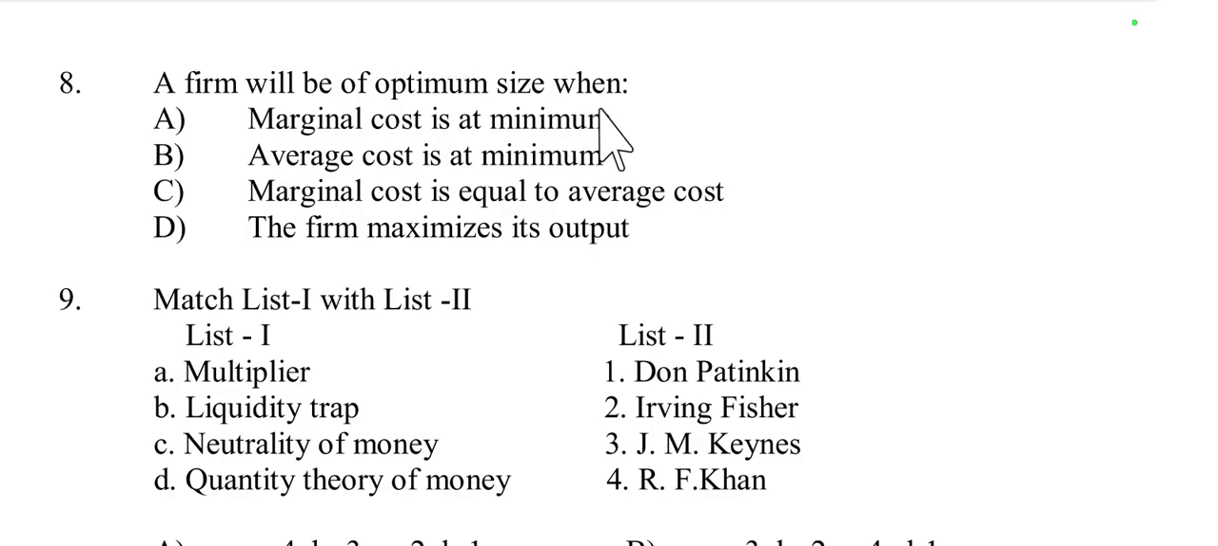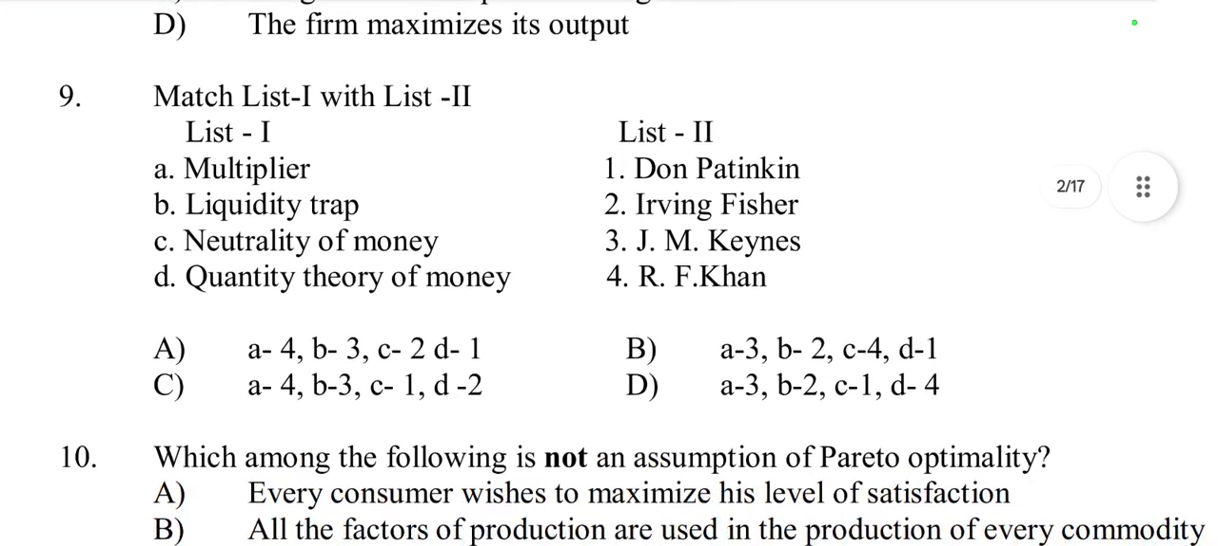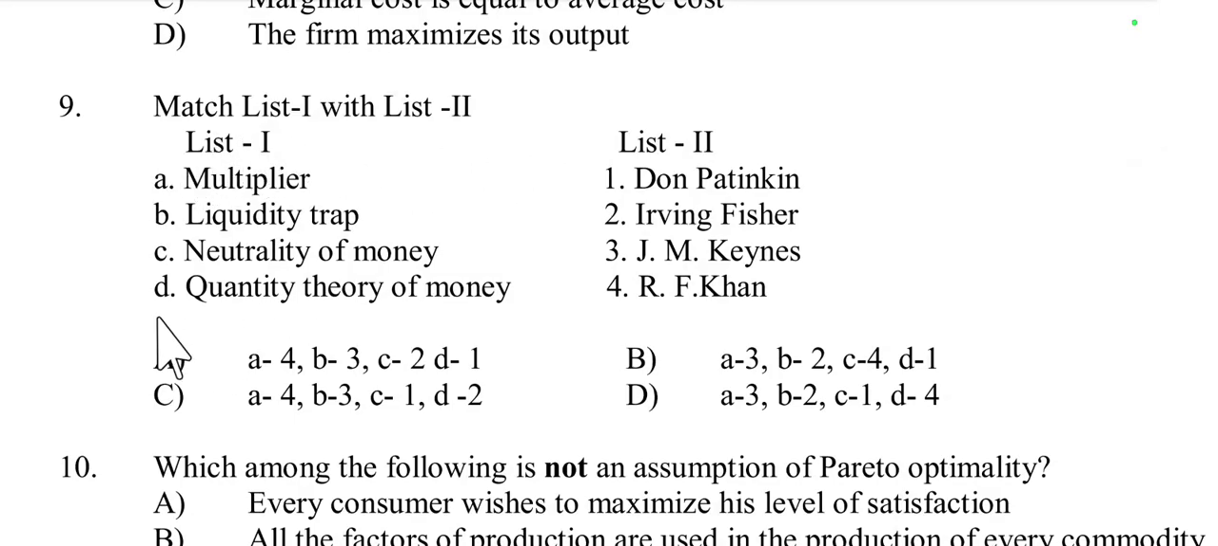A firm will be in optimum size when marginal cost is at minimum, average cost is minimum, marginal cost is equal to average cost, or the firm maximizes its output. A firm will be at optimum size when AC, average cost, is at minimum. When average cost is minimum, we can say the firm is in optimum size.